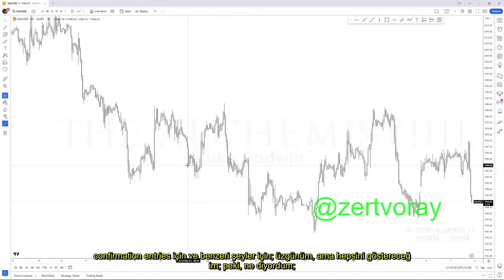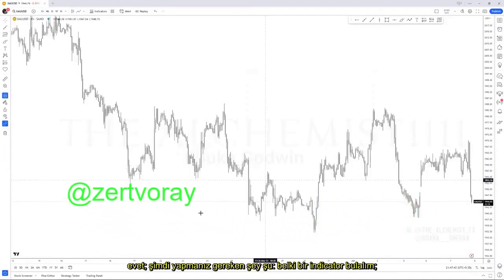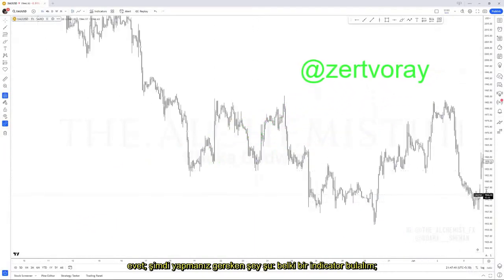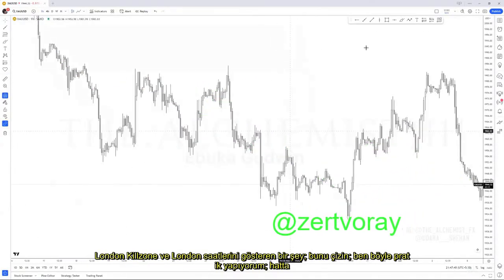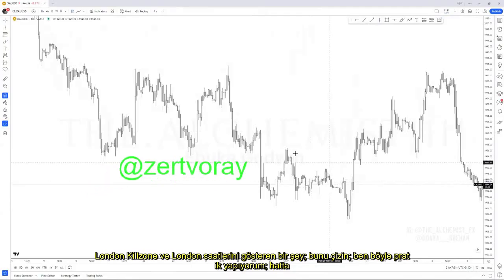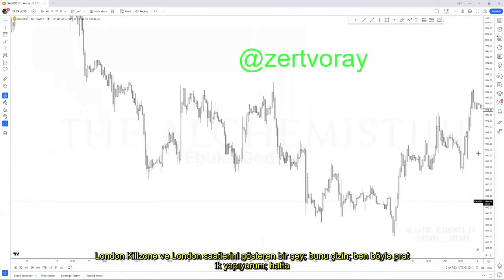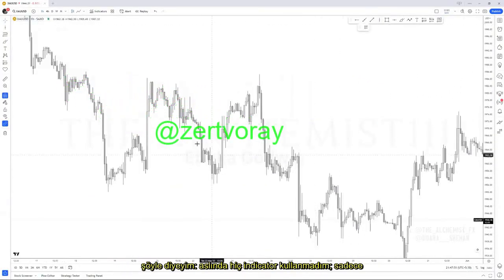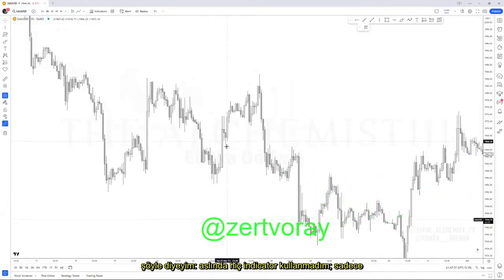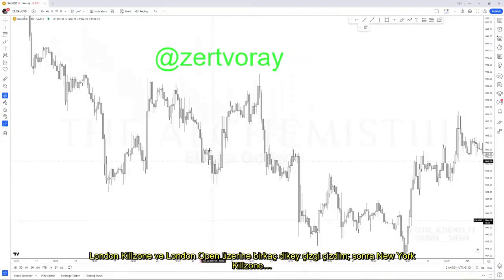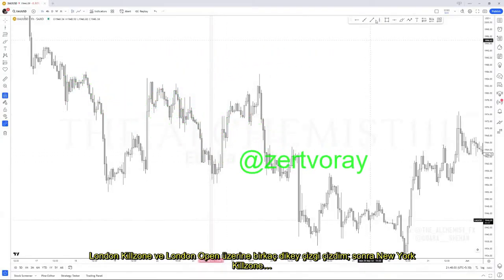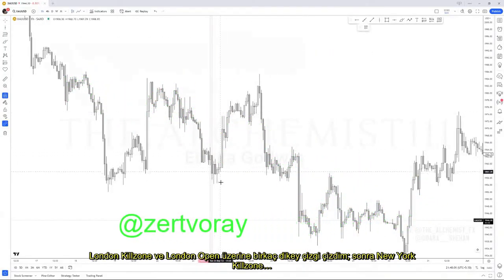Now, what was I telling you? Okay. What you should do is maybe just find an indicator or something that shows the London kill zone and London times. Just draw this. This is how I practice. I do not use any indicators. Just draw some vertical lines on the London kill zone, London open, and then the New York kill zone.